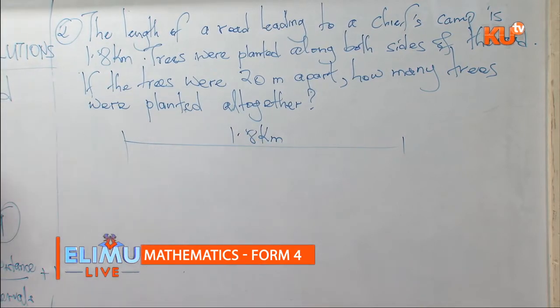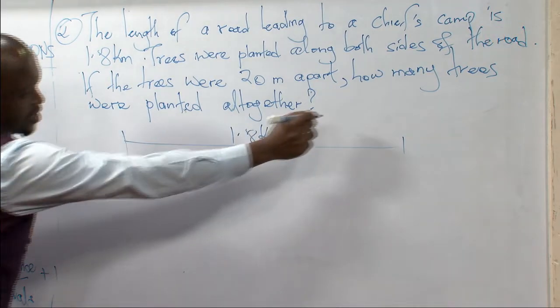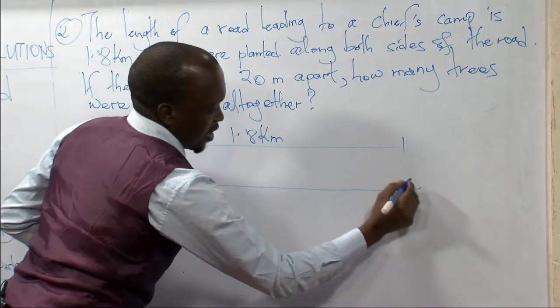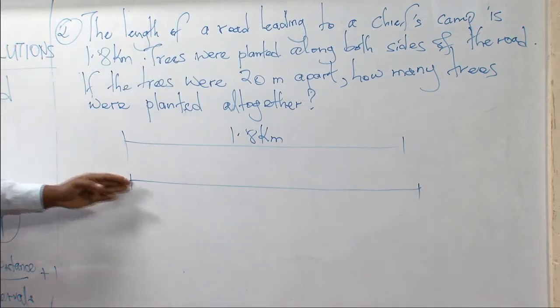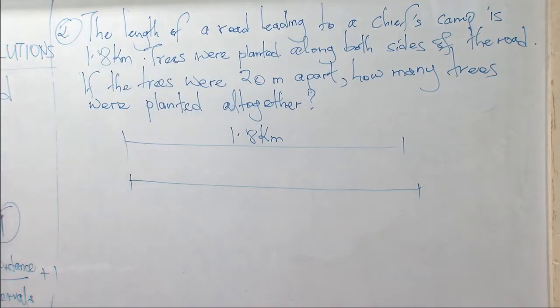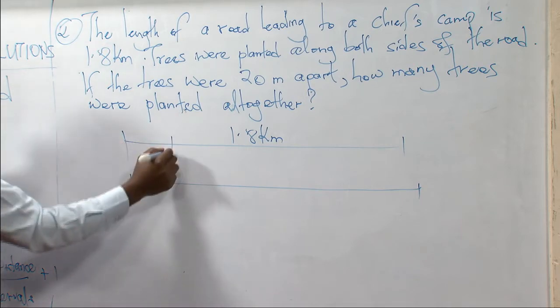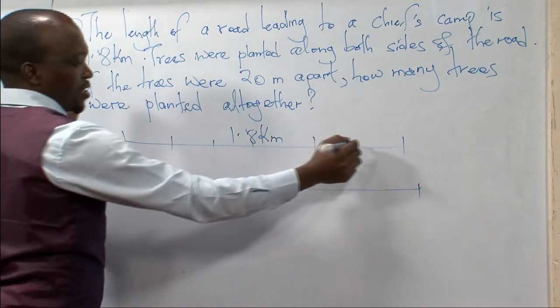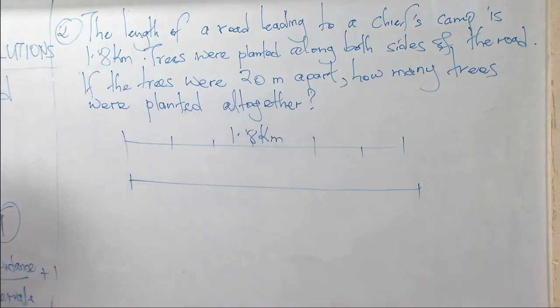And trees were planted along both sides, meaning that trees were planted on this side A, then another set of trees were also planted on this other region. And they were put 20 meters apart. How many trees were planted all together?